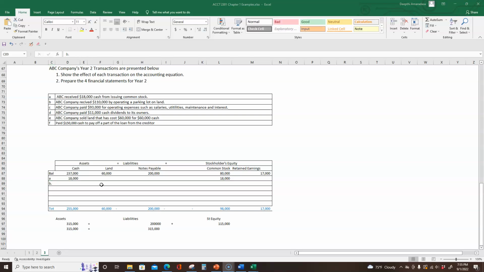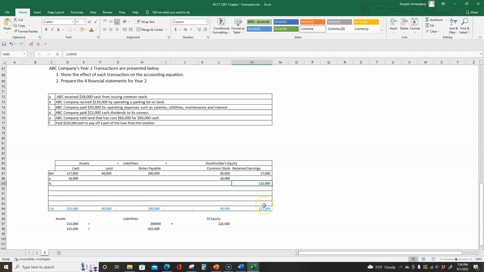So how would revenue affect this accounting equation? We know that revenue has the effect of increasing retained earnings. So I'm going to go to the retained earnings column, and we know that revenue increases retained earnings, so therefore I'm going to increase retained earnings by $110,000. Revenue increased by $110,000. Revenue has the effect of increasing retained earnings, therefore retained earnings increased by $110,000.